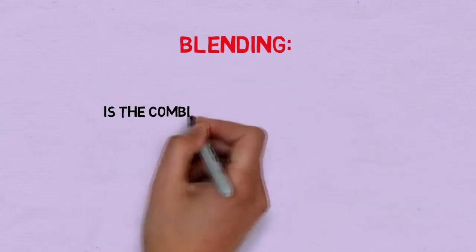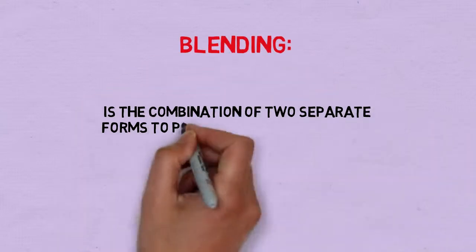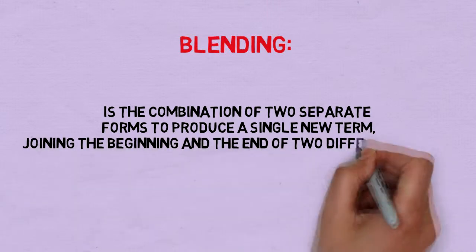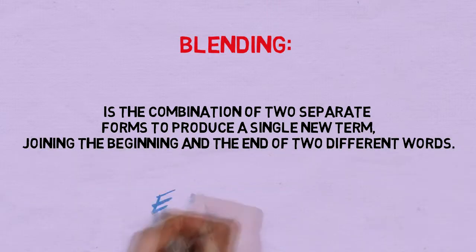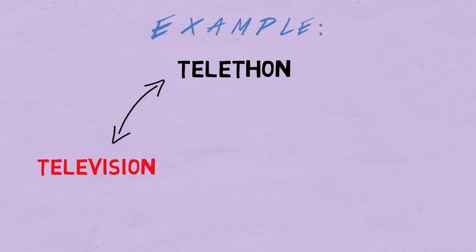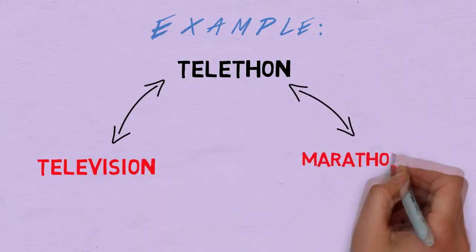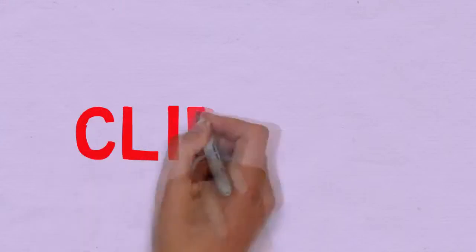Blending is the combination of two separate forms to produce a single new term, joining the beginning and the end of two different words. For example, telethon. We combine the beginning of television and the end of marathon to call the activity of fundraising on television that feels like a marathon.